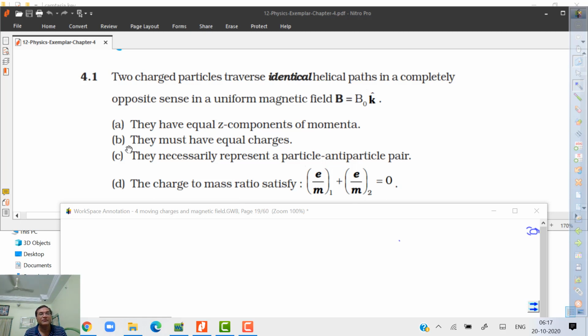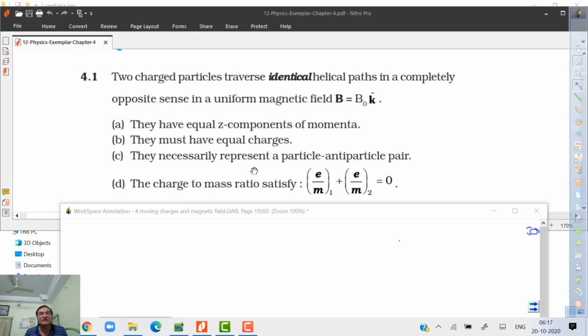A is not possible. They must have equal charges. If they have equal charges, then the problem is that they are in the opposite sense. So equal magnitude may be possible, maybe, but you cannot say equal charge. So the second option is also eliminated.